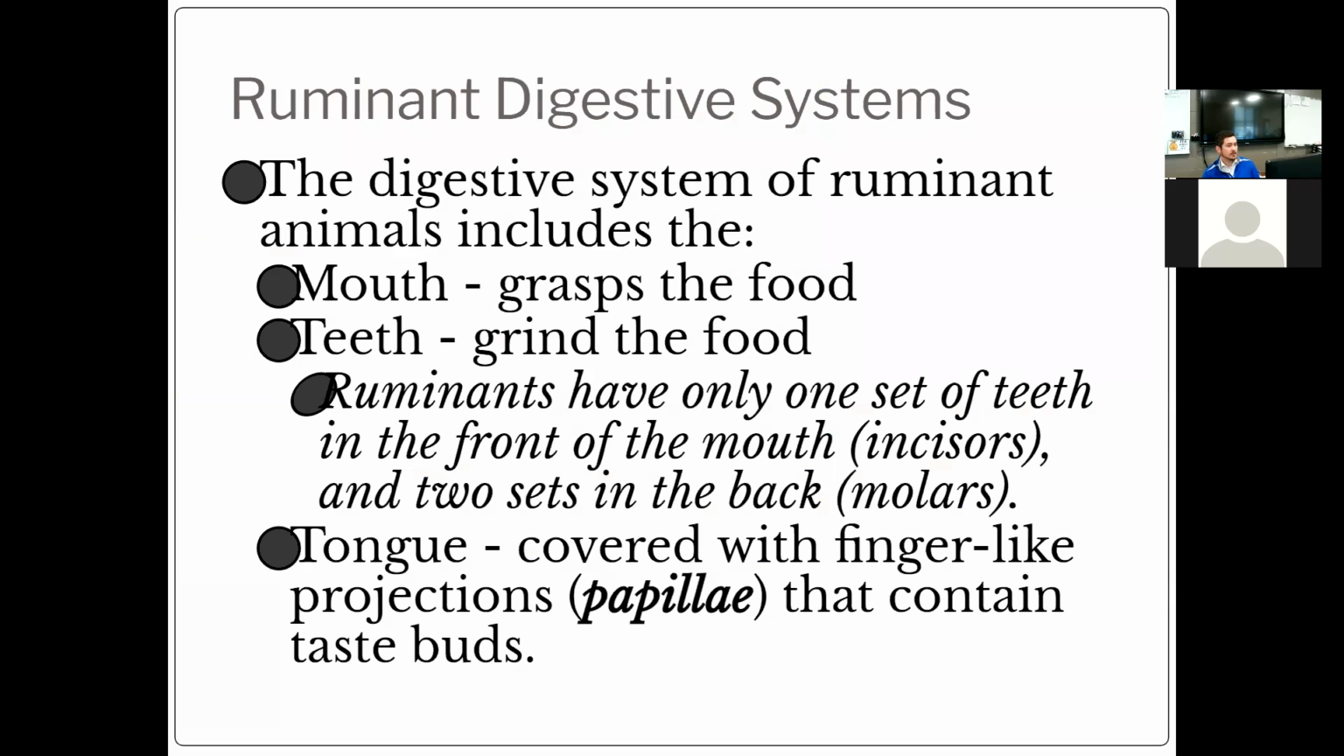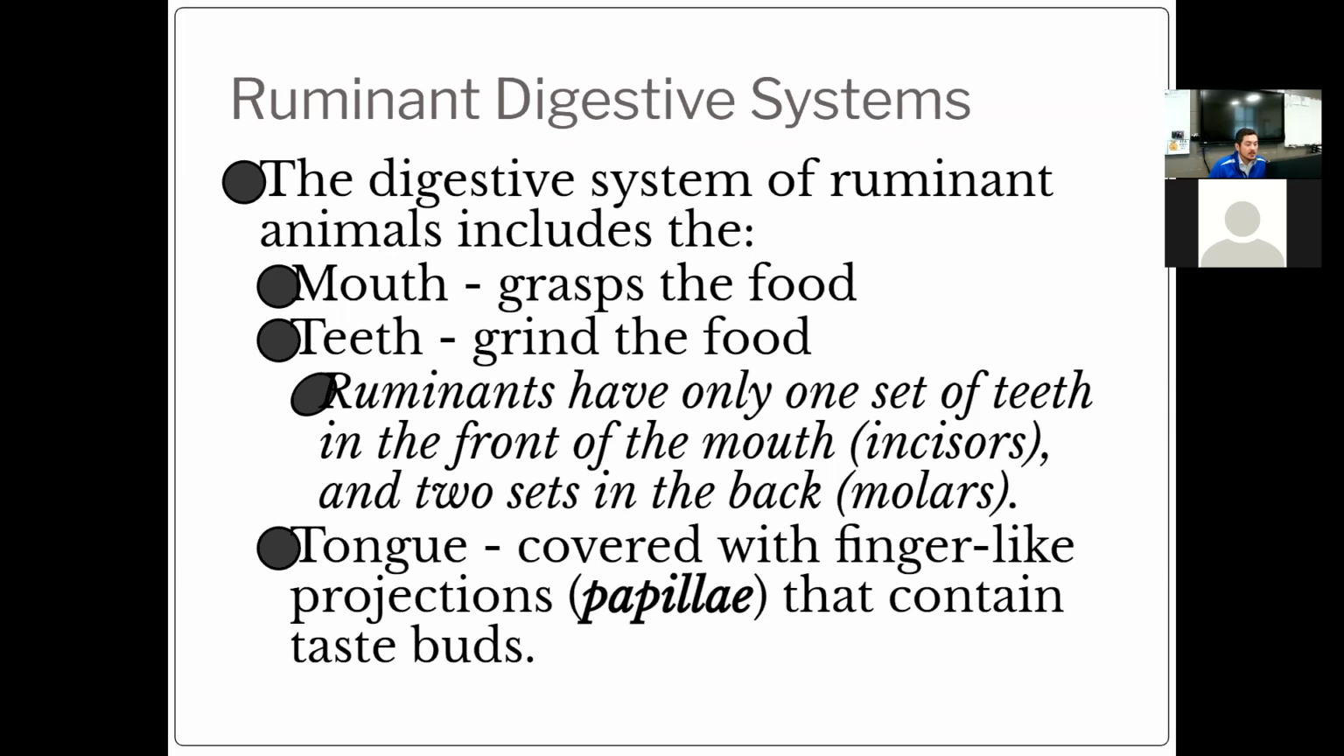All right, so the digestive system of a ruminant animal includes the mouth, which grasps food, and teeth that grind the food. But keep in mind that ruminants only have one set of teeth in the front of the mouth. They have bottom teeth, they do not have top teeth. So those teeth are designed just to grab, and they use their tongue a lot for this, to grab grass or whatever forage they're eating. And it's mostly the teeth in the back, the molars, that are doing most of the work. So ruminants have only one set of teeth in the front of the mouth that are called incisors, and they have two sets in the back, both top and bottom.